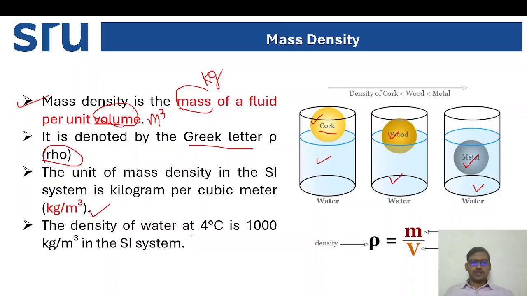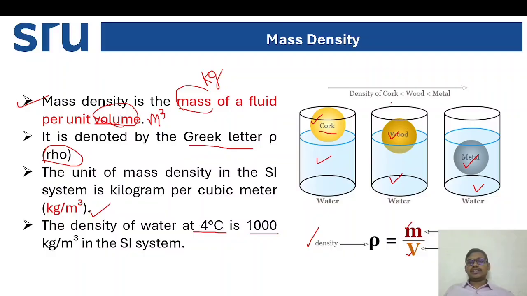And the density of water, suppose they are telling the density of water at 4 degrees centigrade is 1000 kg per meter cube in the SI system. So that is what mass density is. You can see the formula. Rho means density, m means mass, v means volume. So rho equal to mass by volume.